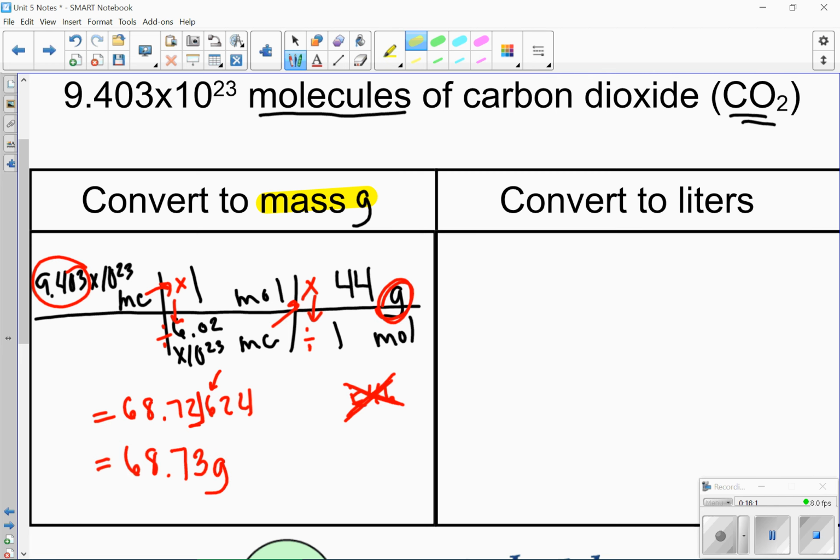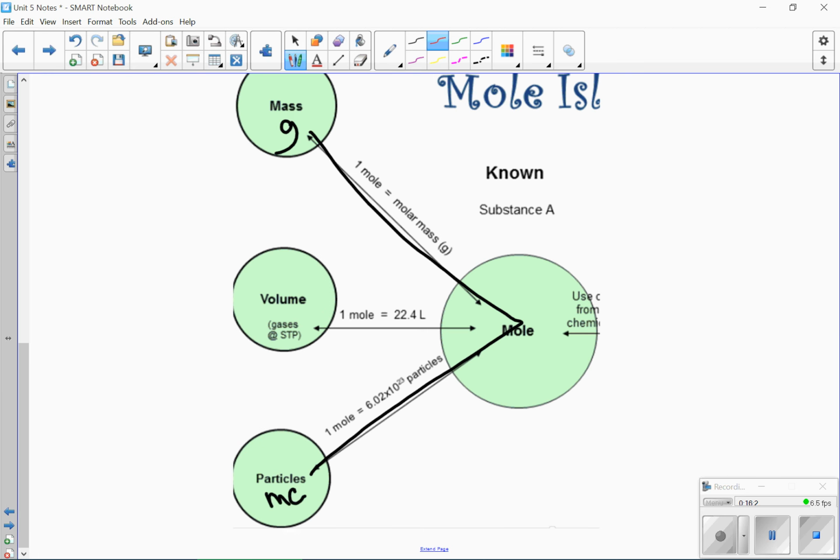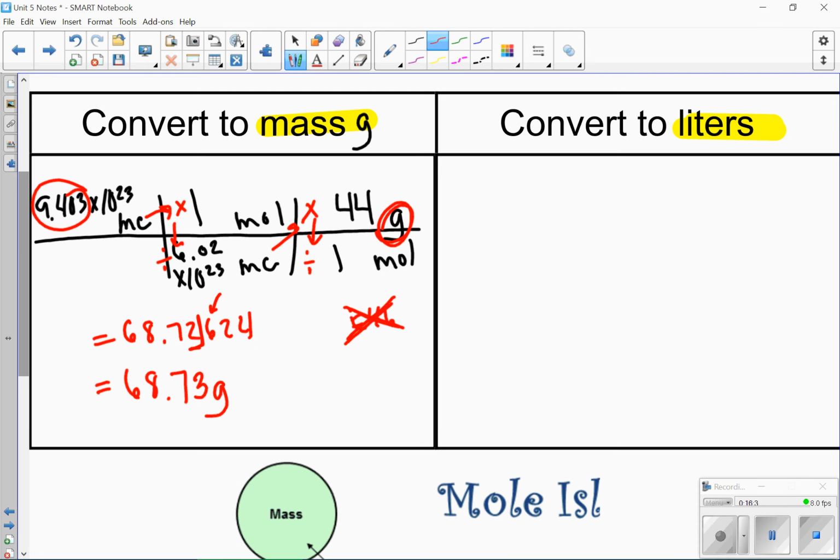All right, last one. So we're still going to start with those molecules, but this time I want to turn it into liters. So let's find those islands. I've got molecules down here. And I'm first going to go from molecules to moles, then make the second trip of moles to volume or liter island. So 2 steps. Give myself a little bit more space here. So start with that 9.403 times 10 to the 23rd molecules.